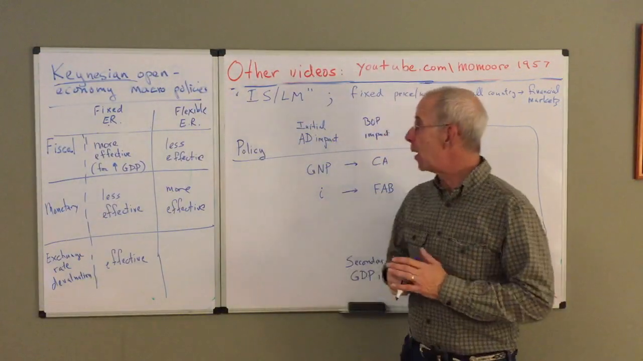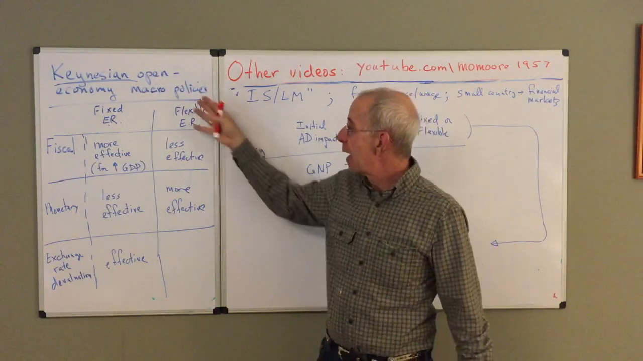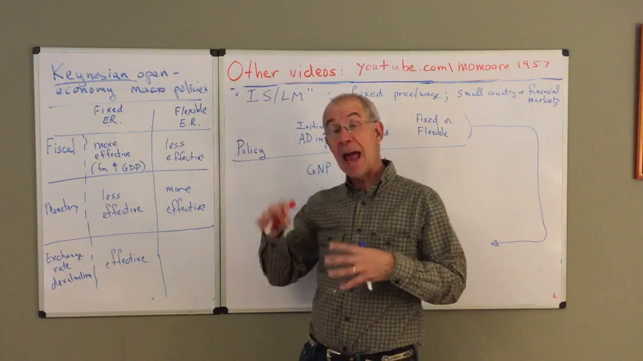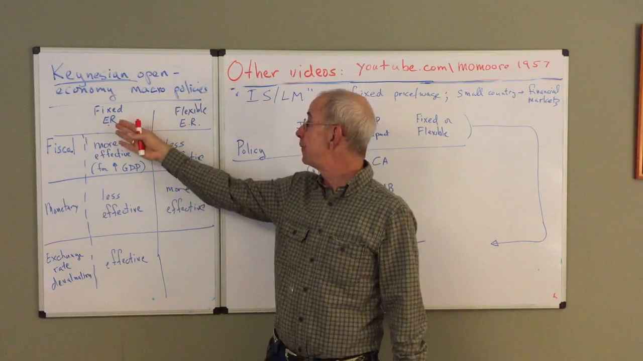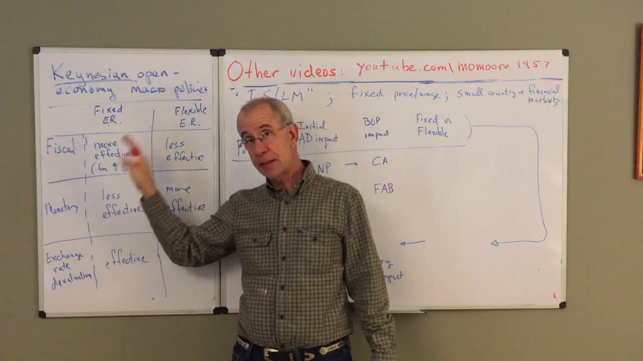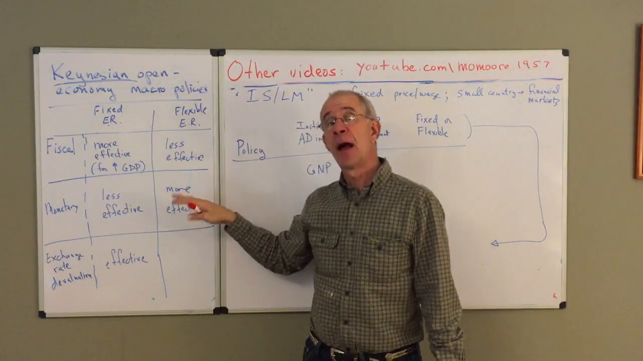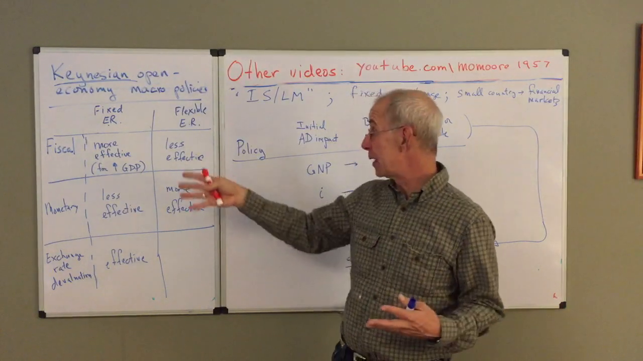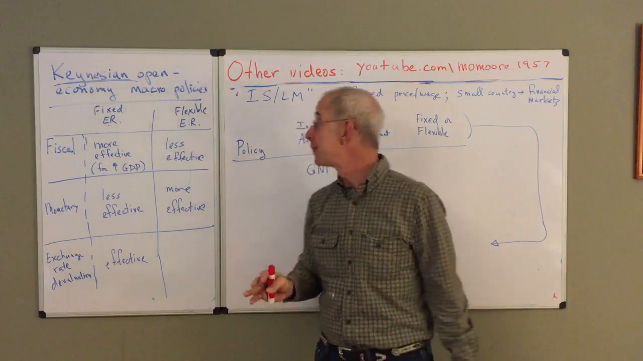So I want to talk now about Keynesian open economy macro policies. Before, in a previous video, I talked about the relative effectiveness at increasing GDP, stimulating the economy under fixed and flexible exchange rates, using fiscal and monetary policy in a Keynesian framework. So this is a table that I filled out before, but now I want to go into more of the analysis of why it is that monetary policy is not effective with fixed exchange rates.